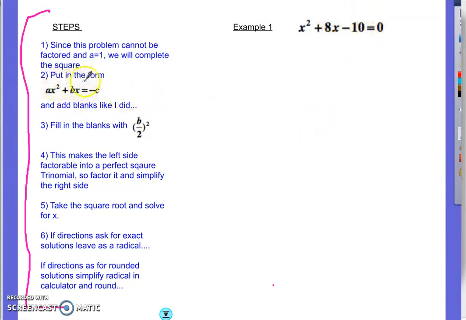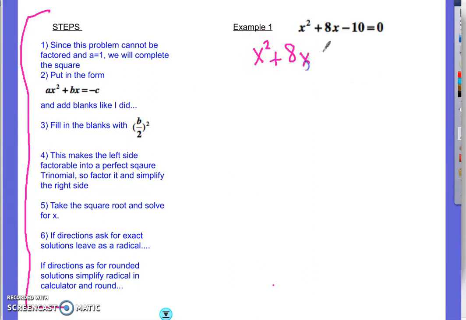I want to put it in this form. Notice that c is not on the right side. Okay, this is standard form. That's normally how we want it. But c needs to be on the other side to complete the square. And it also says add blanks like I did. So that's what this means.